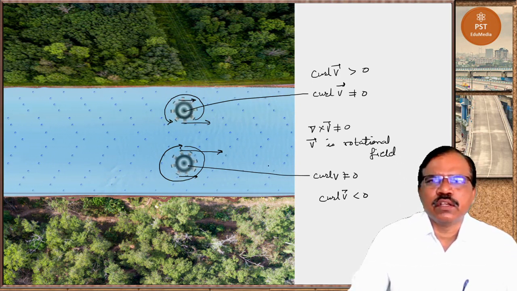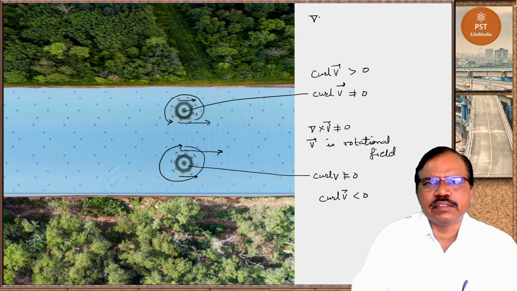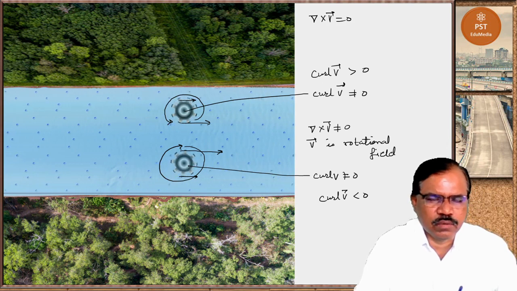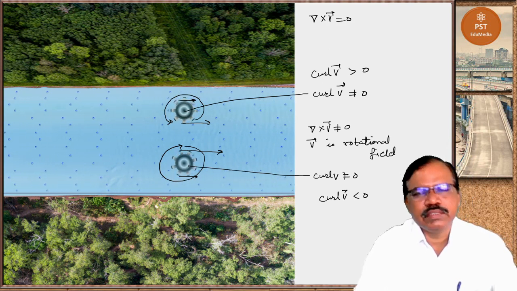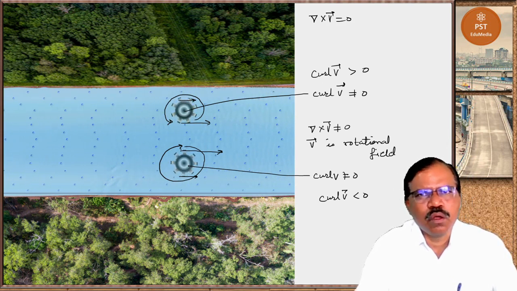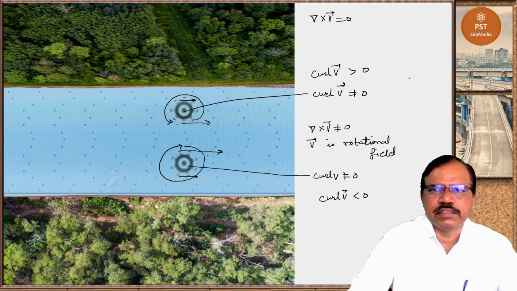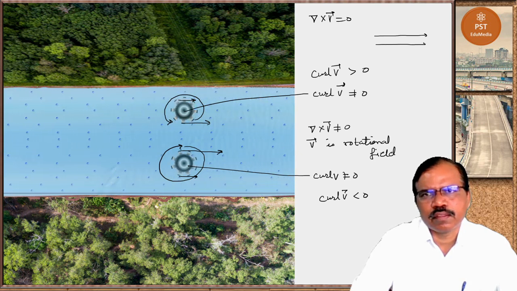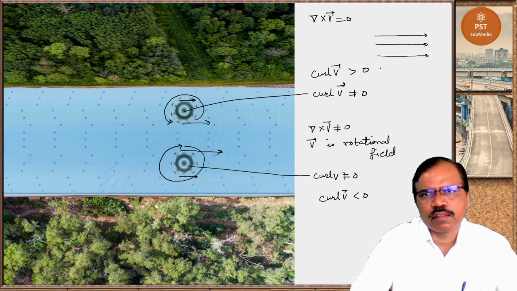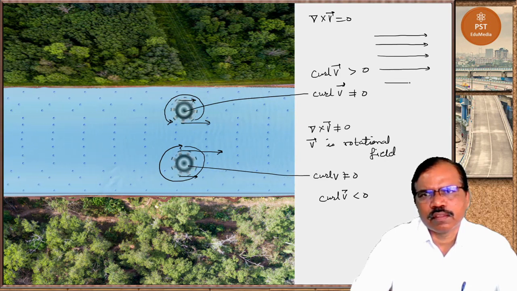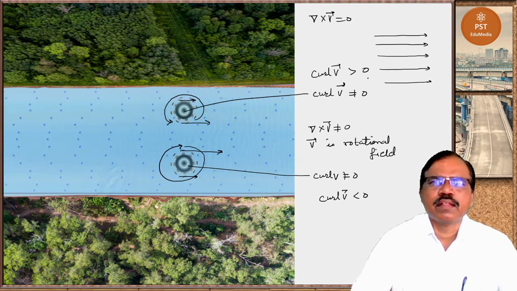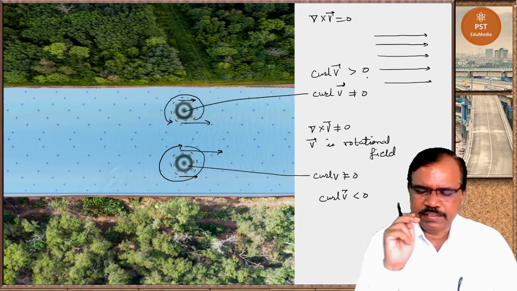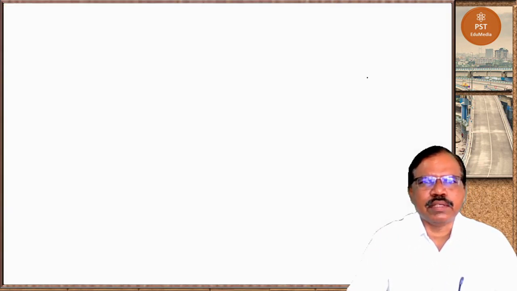But what happens when curl V is equal to 0? It means the field does not have rotational features. Suppose we have a uniform field, then that field will not have rotational features. So we'll see an example here.